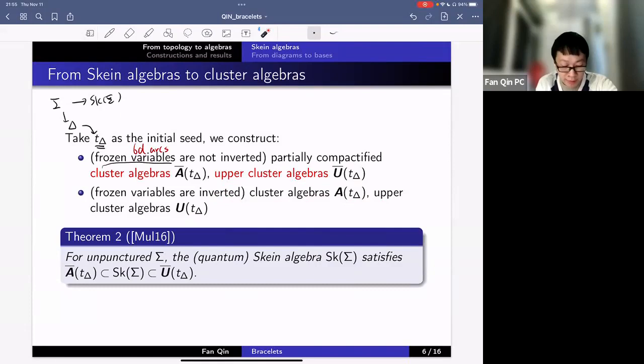And Müller has shown that for an unpunctured surface, the Skein algebra is contained between the cluster algebra and the upper cluster algebra. And under mild conditions, they are the same.